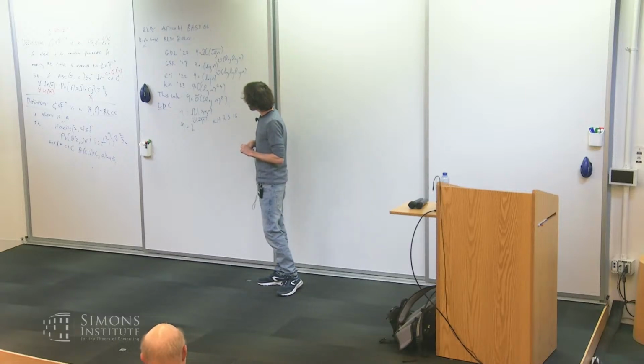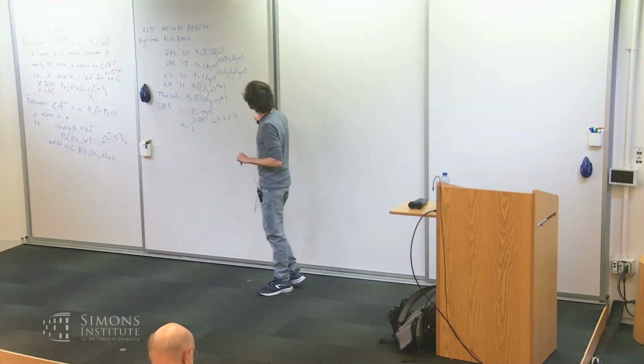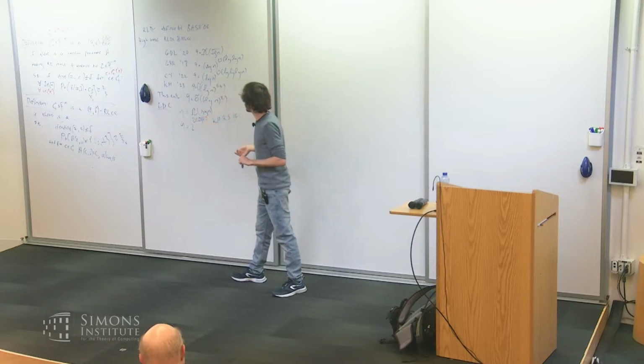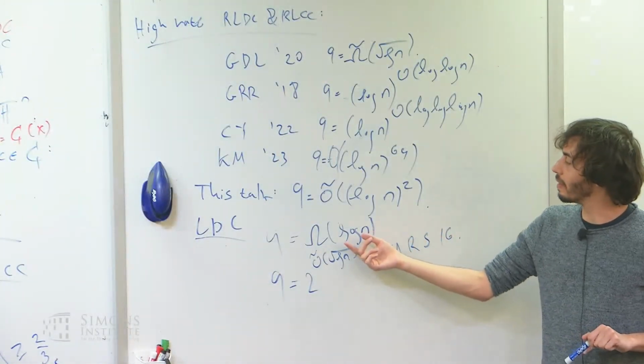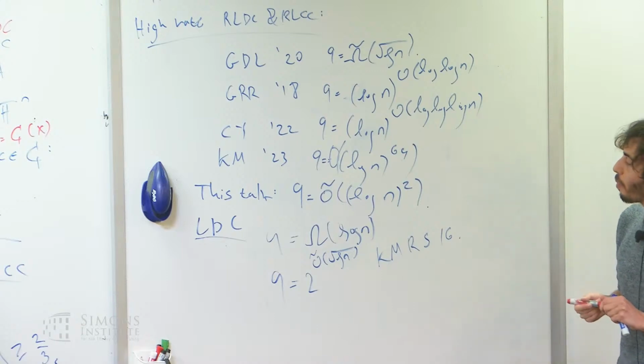So I just want to make a remark about this square here and the fact that for locally decodable codes, the lower bound is log n. So there is like a question.